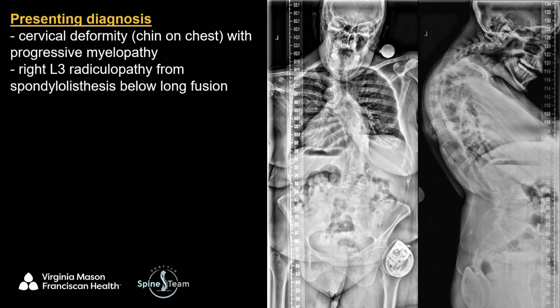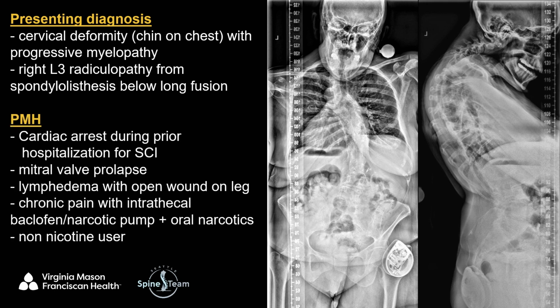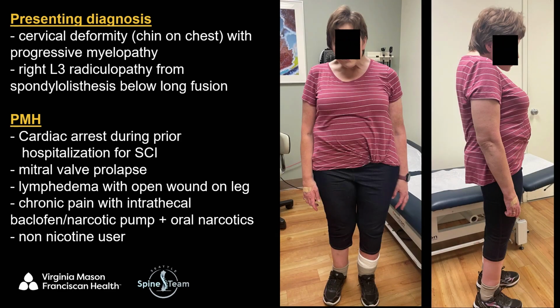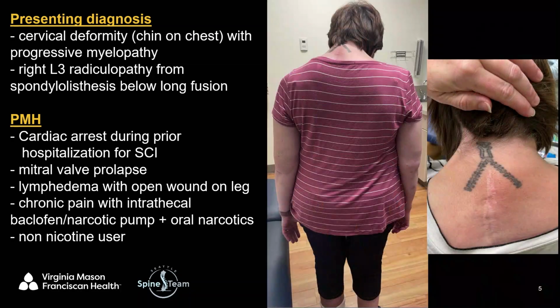So she came to me with a progressive cervical deformity with a chin-on-chest and cervical myelopathy, as well as a multi-level spondylolisthesis below, causing a lumbar radiculopathy. In addition to the history I already described, if you see her physical exam, she also came with lymphedema with an open wound on her leg. She had an intrathecal baclofen pump, as I described, and was a chronic narcotic user. She was not a smoker, thankfully.